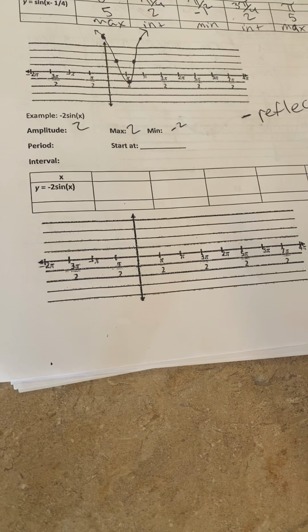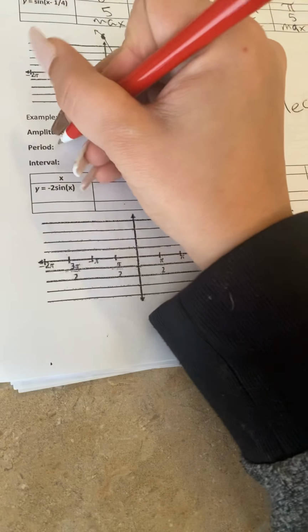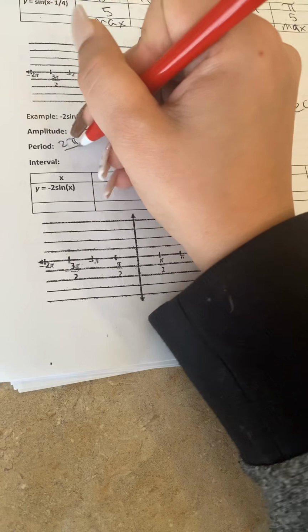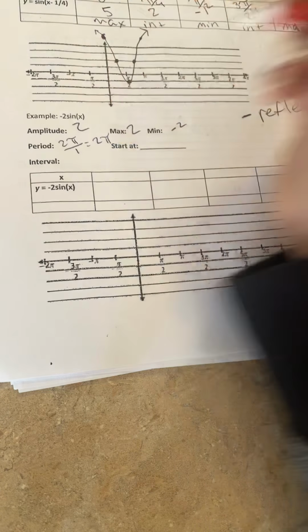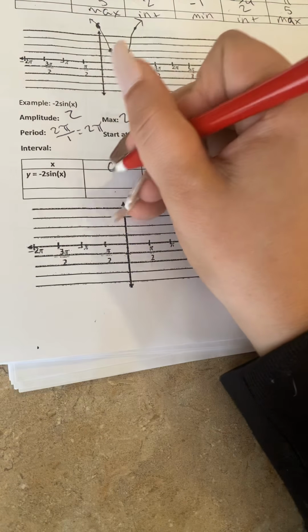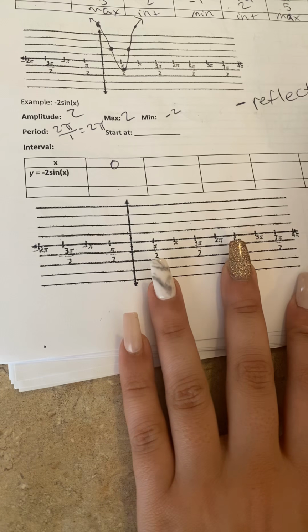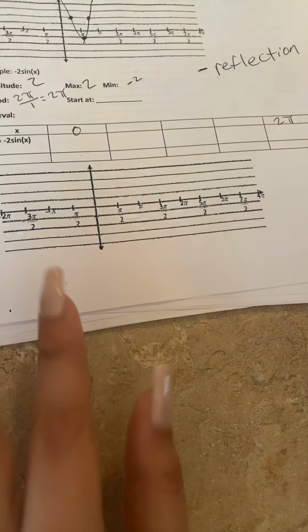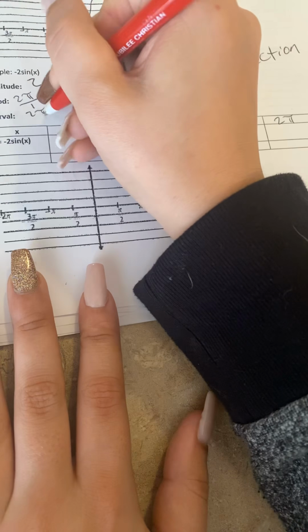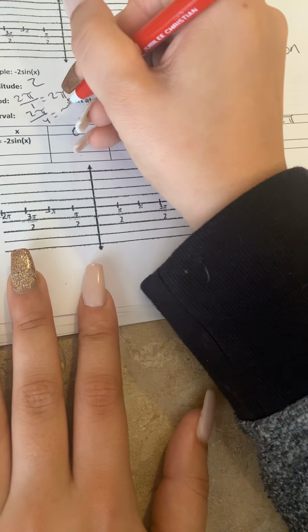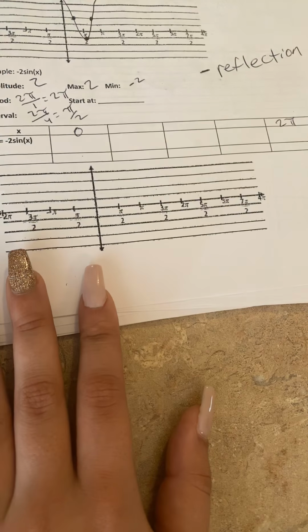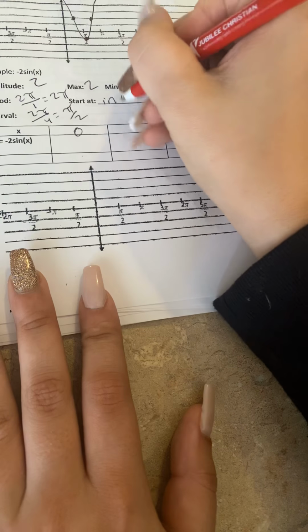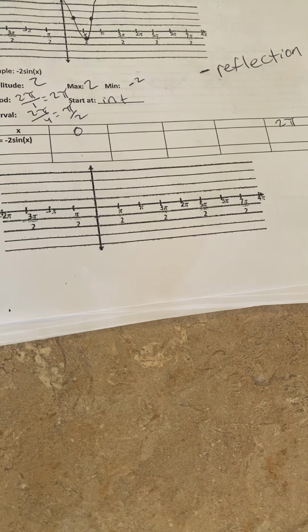Okay, my period, we take 2 pi and divide it by the number in front of x, which is 1. So that's just 2 pi. So between 0 and 2 pi, I should start and stop in the same spot. Okay. My interval, we take 2 pi and divide it by 4, which is going to become pi over 2. And with sine, we always start at our intercept. So remember, sine is always at your intercept. Cosine always starts at the maximum. So you got to make sure you're starting in the right place when you graph these points.